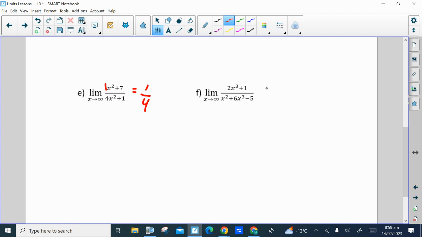Same thing with question F. The top expression is a third degree polynomial, and so is the bottom. So the limit as x approaches infinity of that expression can just be found by dividing those coefficients of those highest power terms, which would be 2 over 6 or 1/3. You don't have to break them up and do that work that we did on the first two.